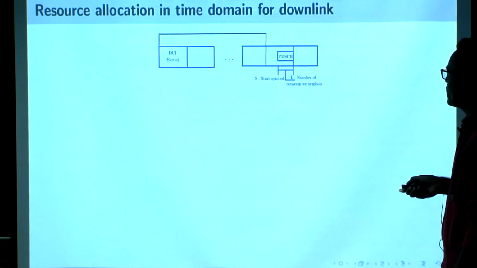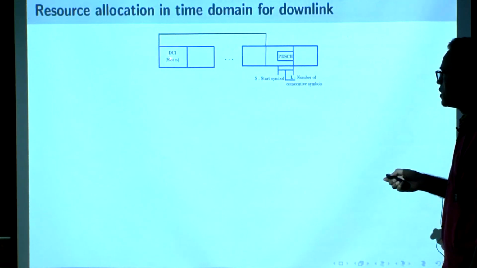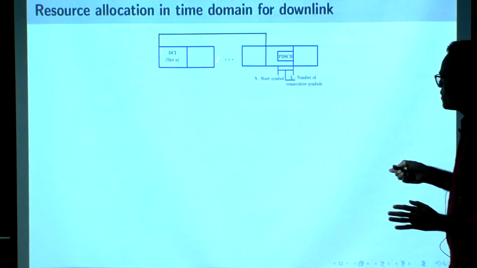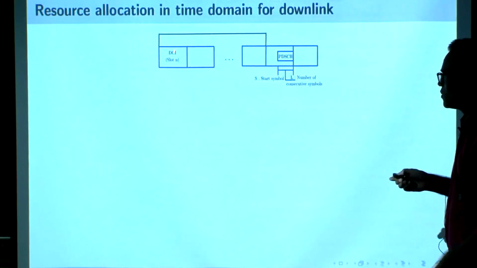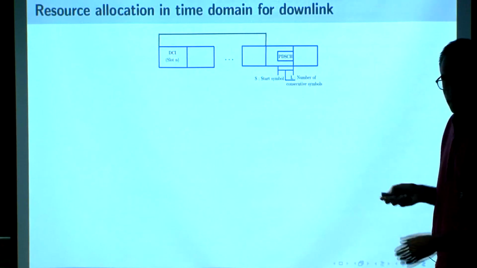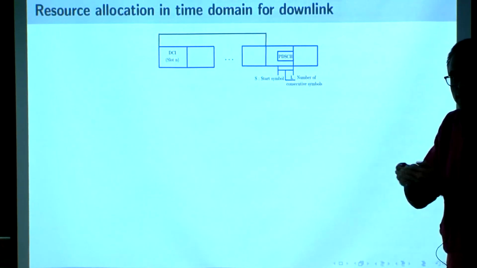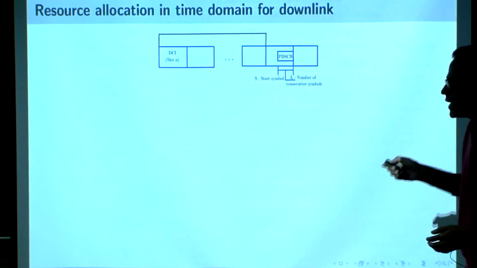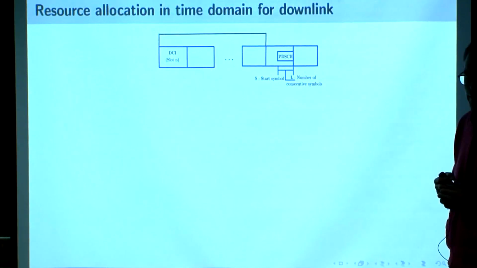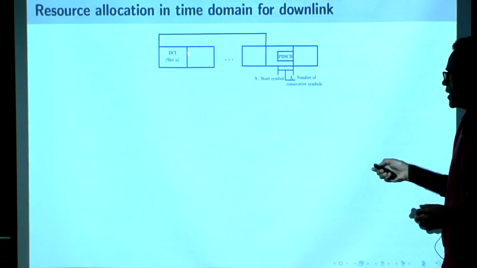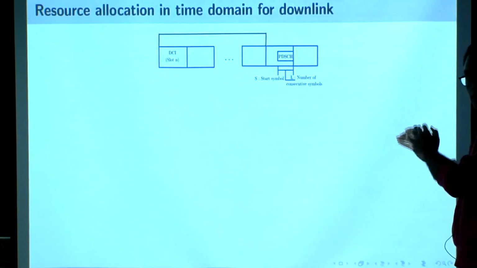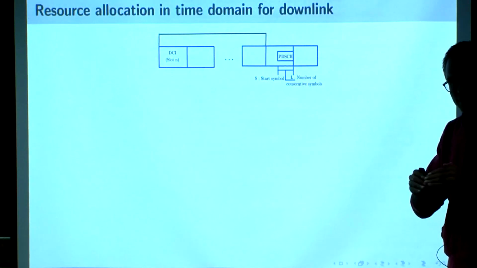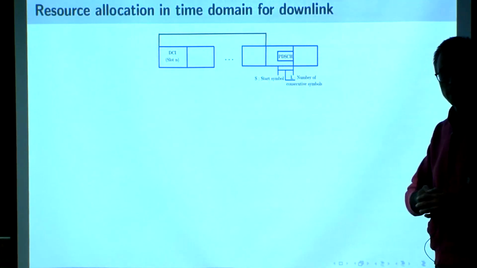So what are we saying here? What if you look at this? What is this figure telling us? DCI is coming in the nth slot. It is not necessary that the data needs to come in the same slot. Data can come later also, and it can come in the same slot also. It can come later also, because the user should be prepared to decode the data.